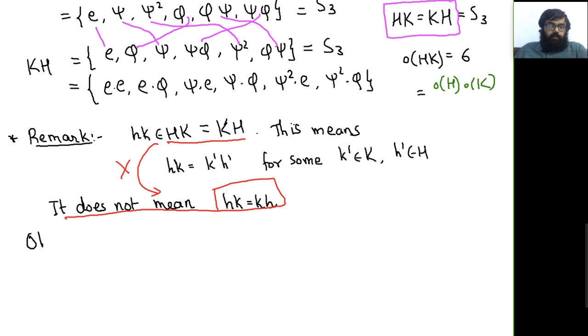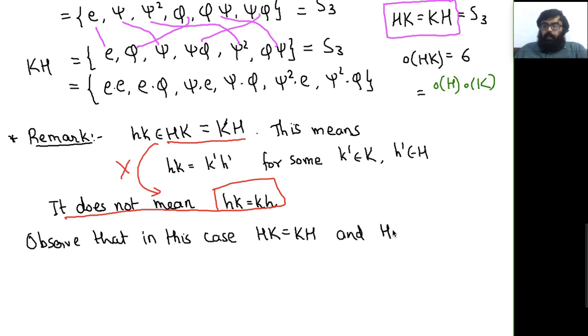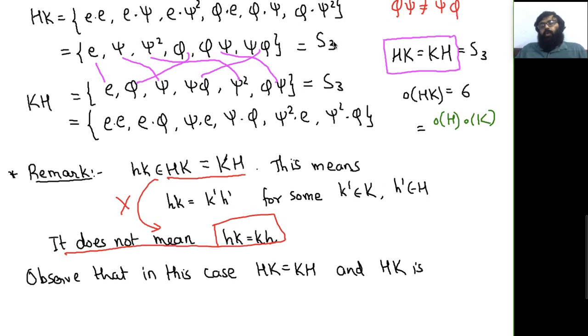So observe that in this case, HK equals KH, and is HK a subgroup? Yes, it is the whole group S3, so it is a subgroup. In fact, it is the whole group, so it is an improper subgroup. So in this case, HK is a subgroup of S3.